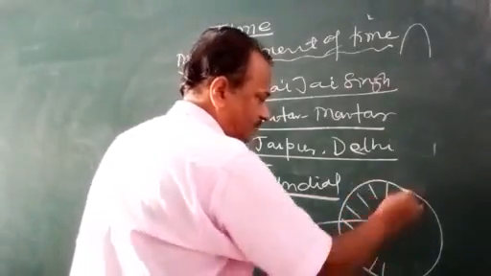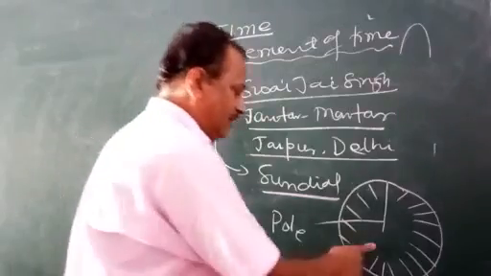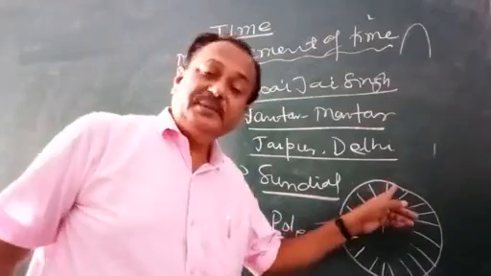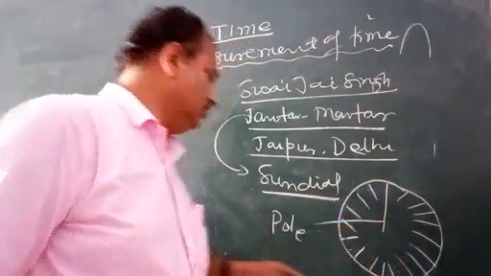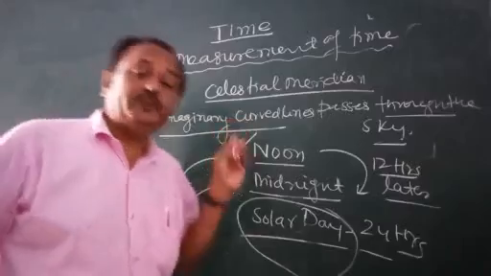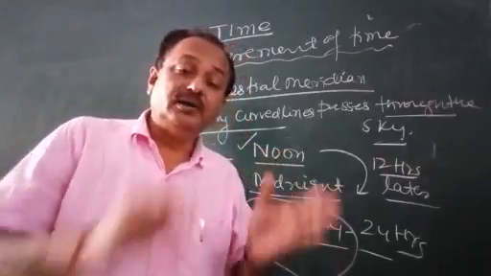So the time was calculated by the image of this pole, and so this is a sundial. So there are many more points. Explain a very important part: the measurement of time for a longer period.